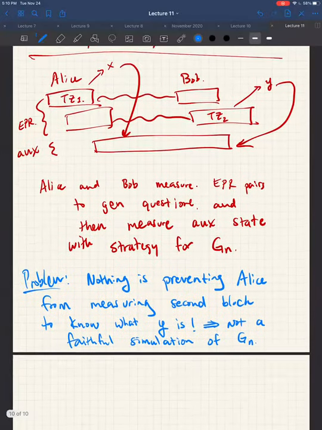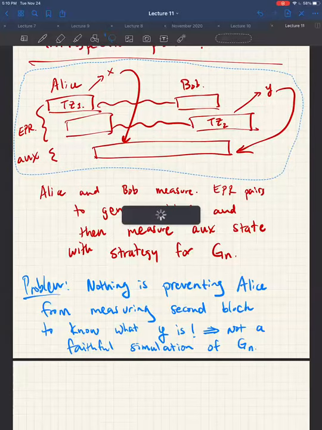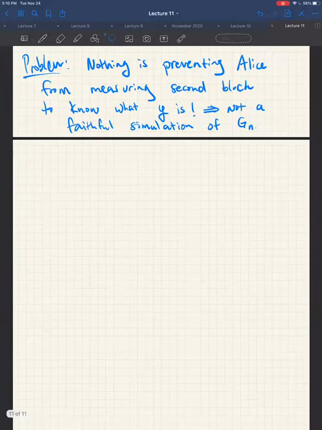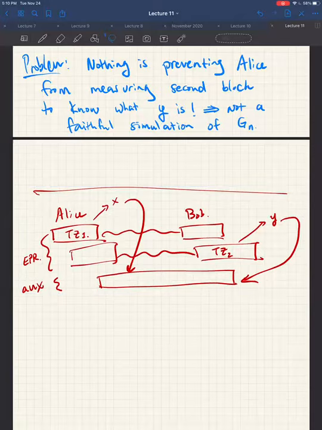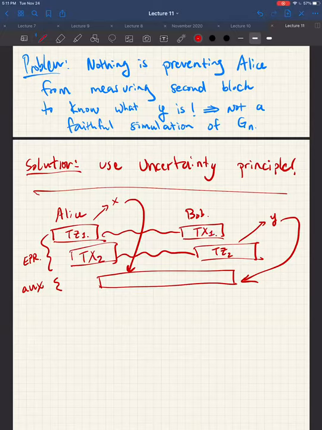So actually, let me make a copy of this diagram. We're going to ask her to measure this second block using T_X2, and Bob is going to measure the first block using T_X1. So she's also going to report an n-bit string called U. Bob is going to report an n-bit string called V.